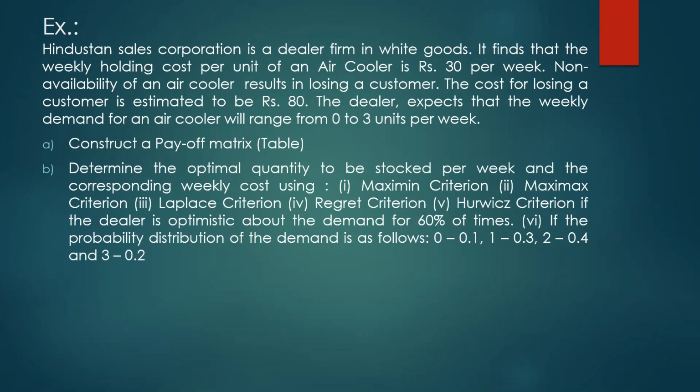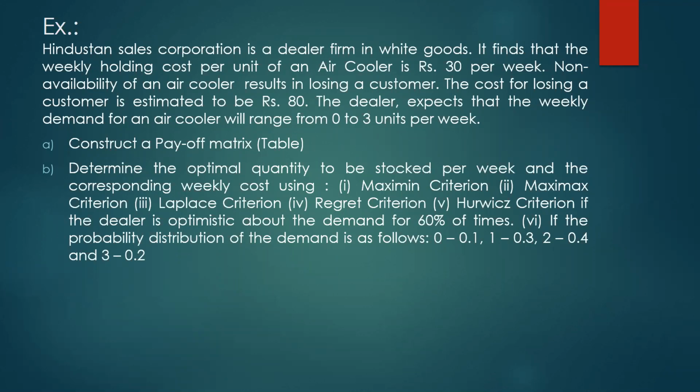These are my 4 states of nature, and depending on them, I have these 4 strategies, because the maximum demand is given as 3. And they also have demand for 0 units. So if I move from 0 to 3, there are a total of 4 states of nature and 4 strategies. That is what we are going to have.